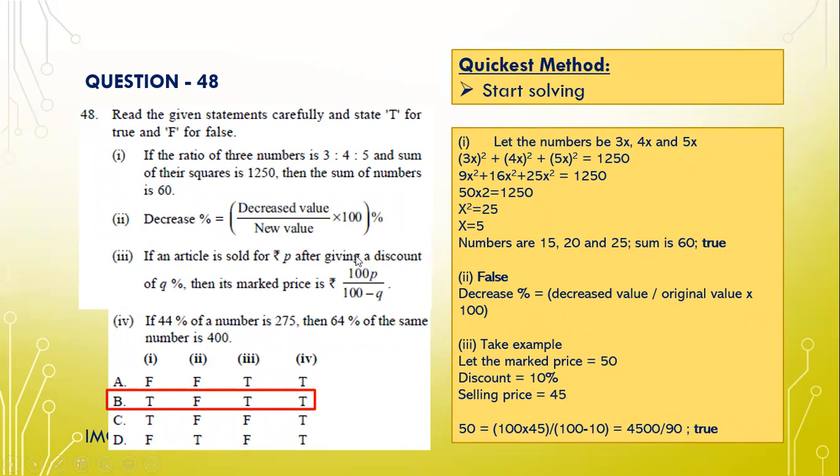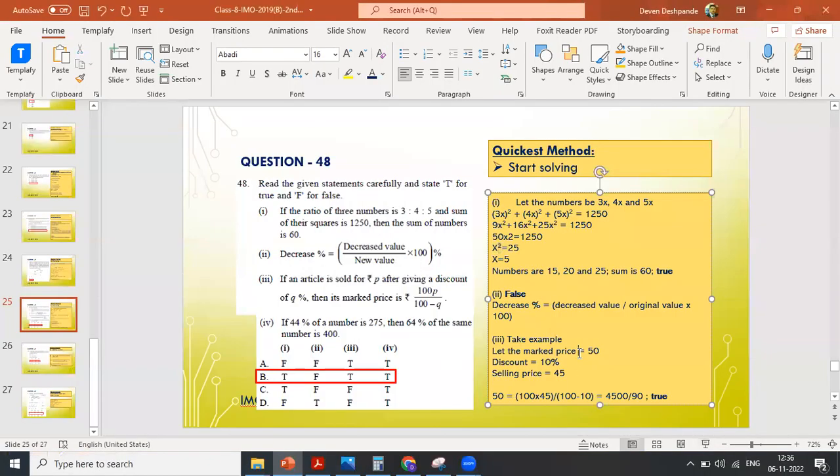So let's see. 100 into P, so selling price is 45. So 100 into 45 upon 100 minus discount Q. This is Q, isn't it? And the selling price is P. Let's see if it yields the mark price.